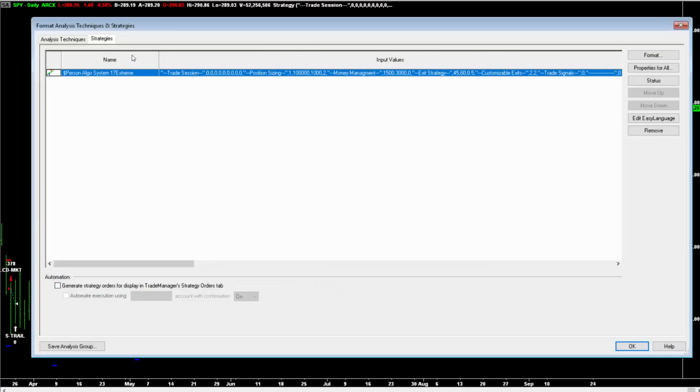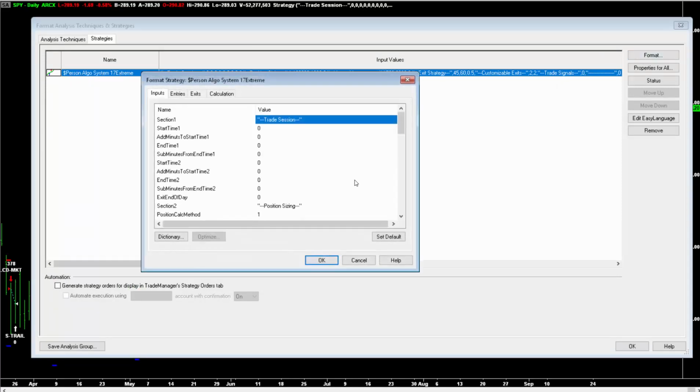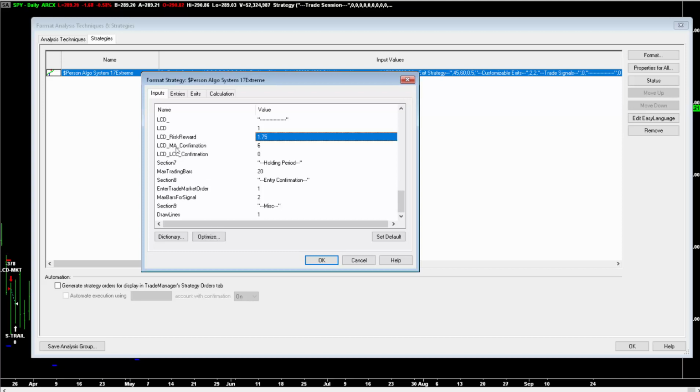When we go up to format strategies, you can see this is first an algo system 17 extreme. Why extreme? As we've said before, we can do several new functions that we were never able to do, independently backtest each system with the risk reward. Find out, in this case, for example, with the low close doji, many of you are familiar with my low close doji, how awesome is this? Do low close dojis work? Well, in this case, yes. Should we use a moving average for added confirmation? In this case, the answer is yes.